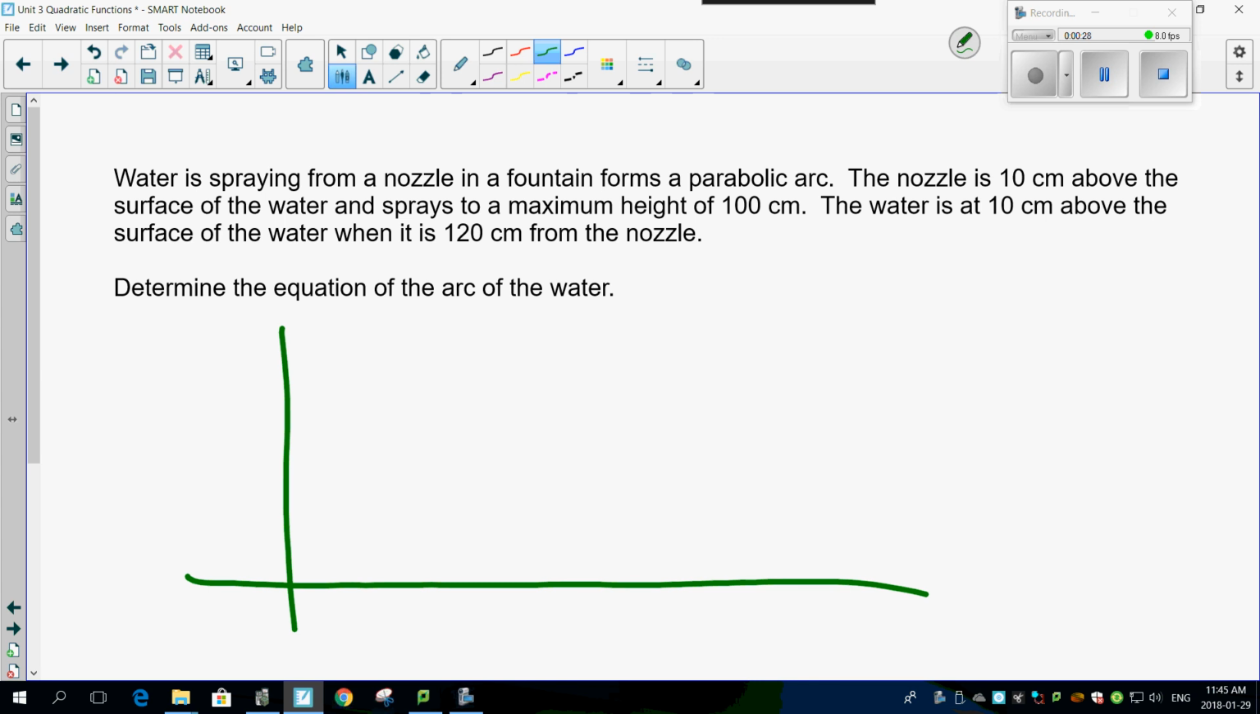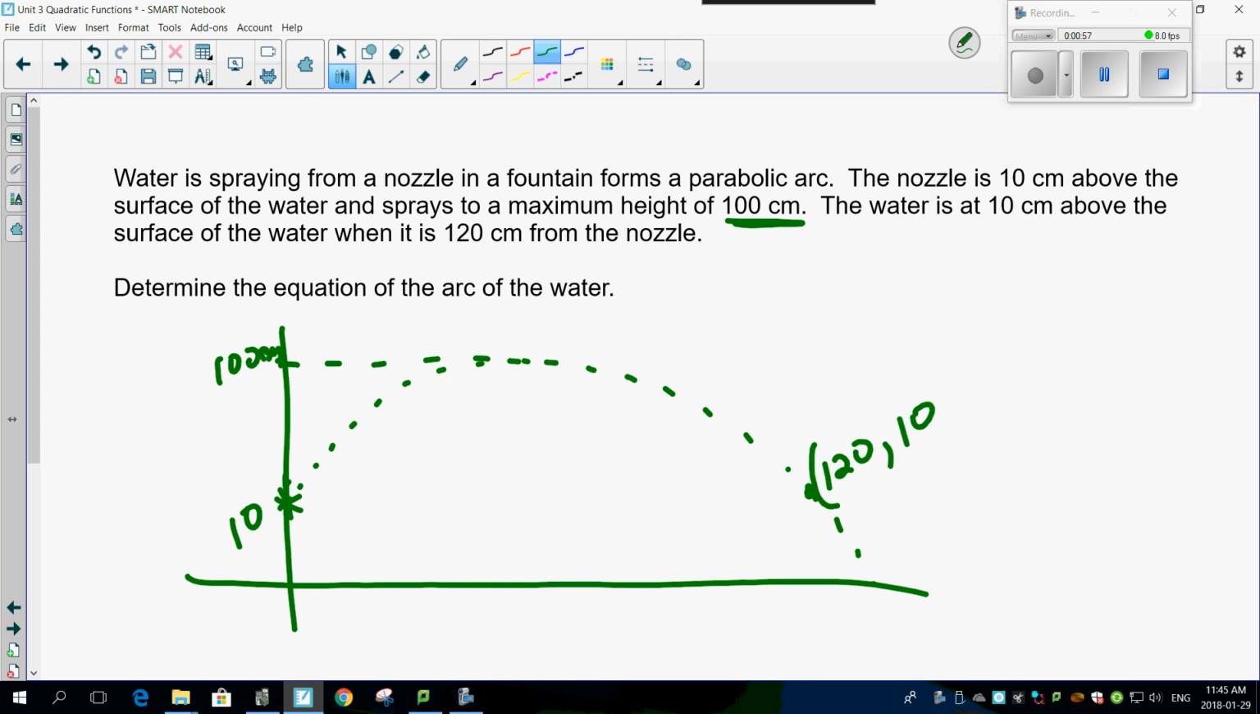The nozzle is 10 centimeters above the surface. So it starts here at 10, and it's going to go up and then it's going to splash. And then it says it sprays to a maximum height of 100. So this is going to be 100 centimeters above the ground, or above the water. The water is at 10 centimeters above the surface of the water when it reaches 120. So at 120 out here, it's going to be at 10 centimeters high as well.